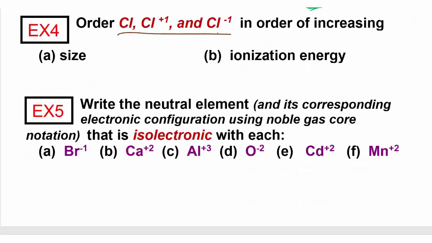Order these in order of increasing size. Same idea. The smallest is going to be the one with the least electrons. The largest, one with the most electrons. That means chlorine would be in the middle. Increasing ionization energy, opposite trend of size. So chlorine plus will have the highest ionization energy.